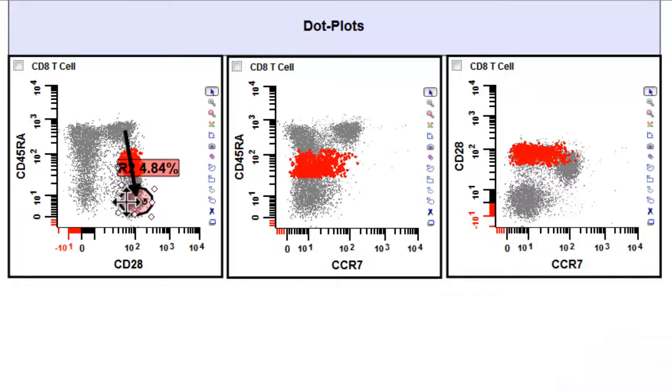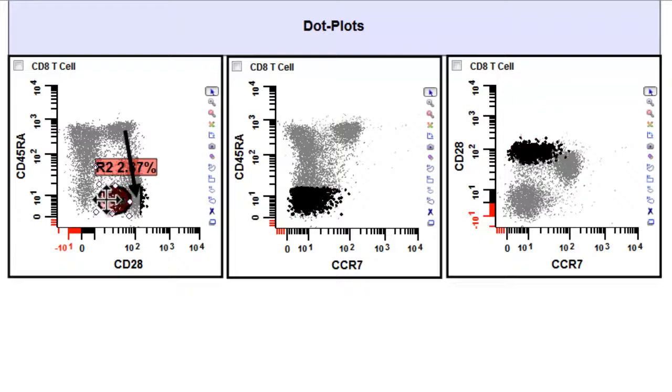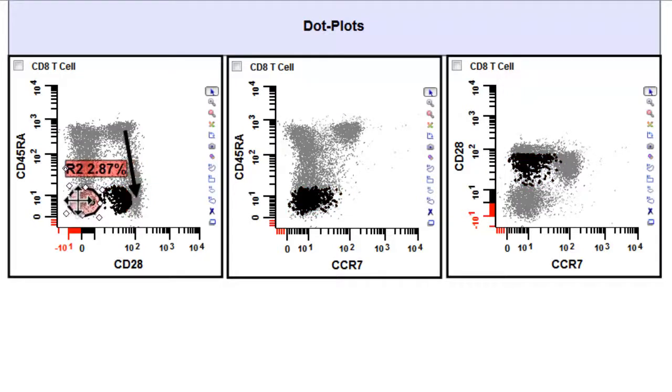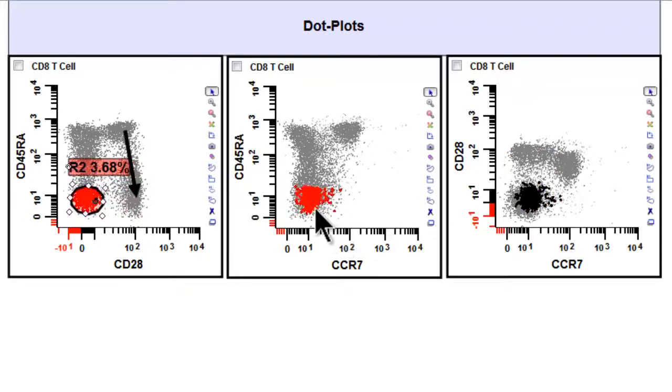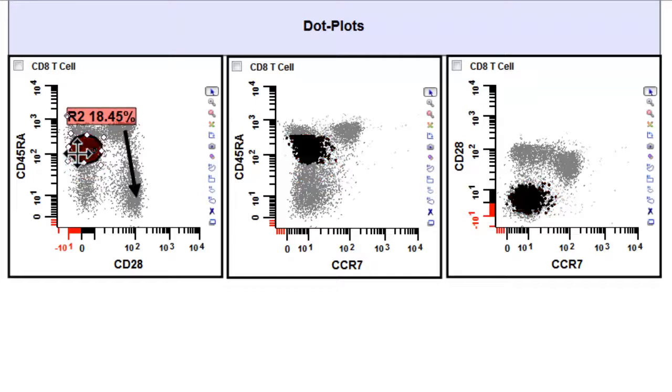So we get all the way down to the bottom. Now at this point, the next thing that happens is CD28 downregulates. So let's start moving this region this way. And you can see that as I do that, the CCR7 remains negative. Then the progression comes up, and as it's coming up, you can see that both CD28 and CCR7 remain negative.